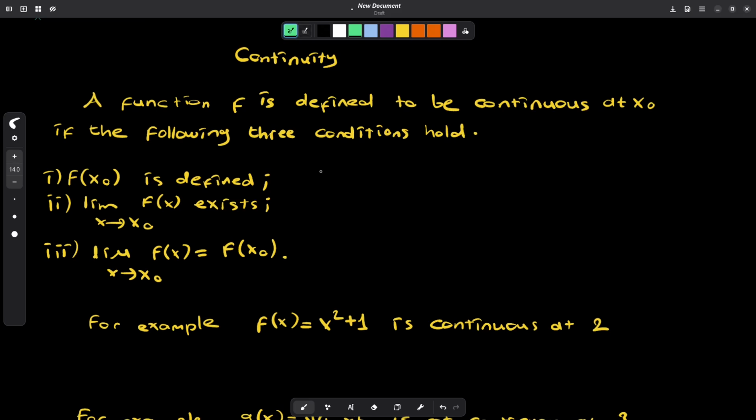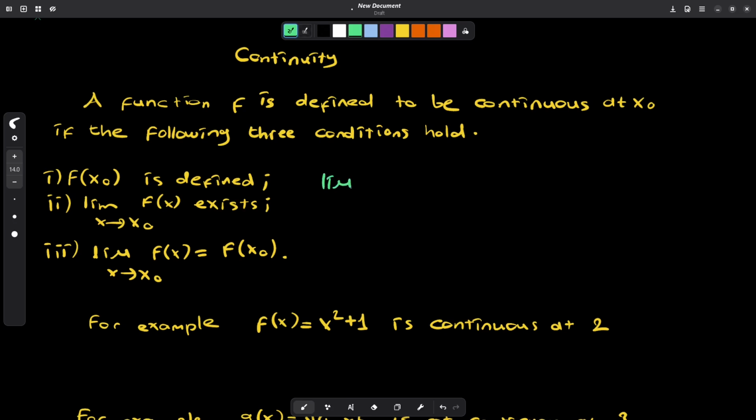Welcome everyone. In today's video, we're going to talk about continuity. The function f is defined to be continuous at x0 if the following three conditions hold. What are the conditions? First condition is f(x0) has to be defined. Limit of f(x) as x approaches x0 will exist, and lastly, limit of f(x) as x approaches x0 will be equal to f(x0).